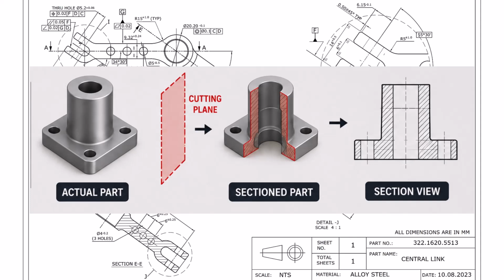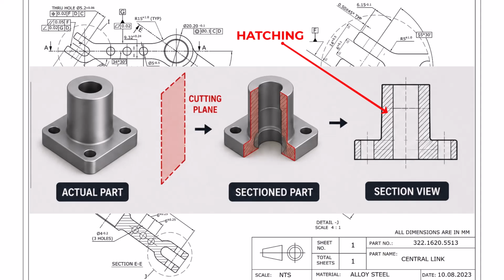Instead of showing hidden edges using dozens of dashed lines, the engineer imagines cutting the component along a defined plane. The front half is removed, the remaining half is projected onto the drawing. Suddenly, internal holes, pockets, steps, ribs, and cavities become clearly visible. Notice the diagonal lines covering the cut surfaces. These are called section lines or hatching.